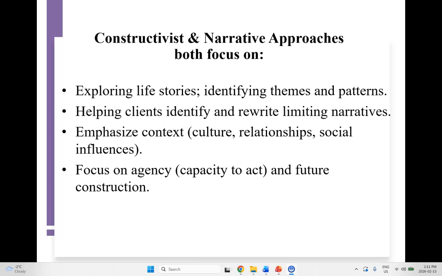They're also effective at emphasizing and taking into account the client's context, and in particular, cultural influences, relationships, social influences, and so on. And they also focus on the idea of agency, which refers to the capacity to act and to construct their future career. And you will see how we do that through looking at client stories and unpacking those stories.